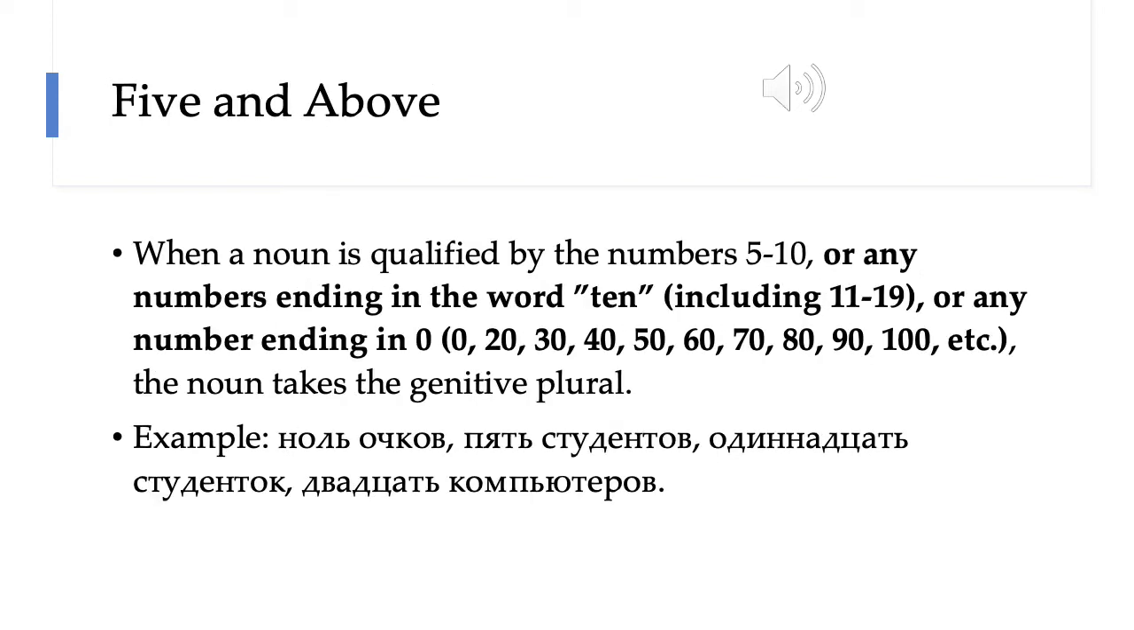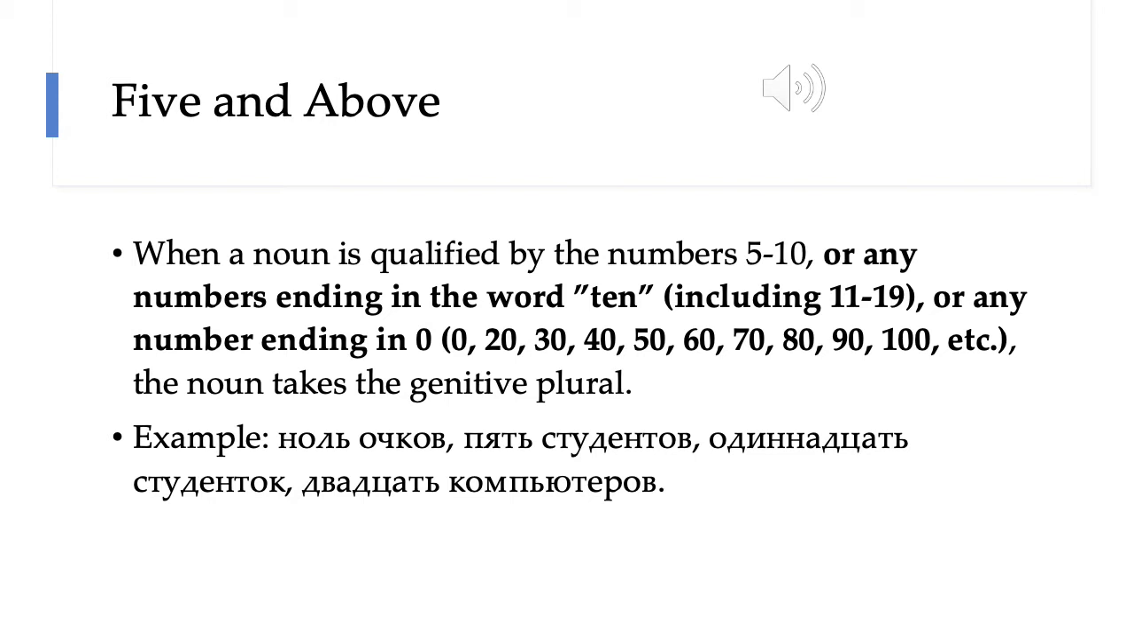When a noun is qualified by the numbers 5 through 10, or any number ending in the word 10, so that includes 11 through 19, because in Russian those end in the word 10. 11 is 1 on 10, 12 is 2 on 10, and so on and so forth. Or any number ending in 0, including 0, so 0, 20, 30, 40, 50, 60, 70, 80, 90, or 100, and so on, the noun takes the genitive plural.